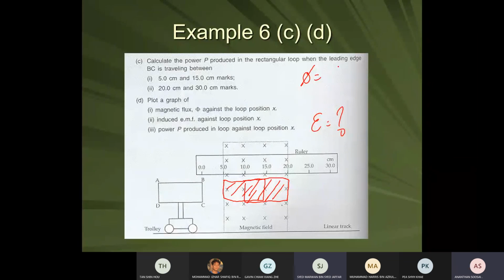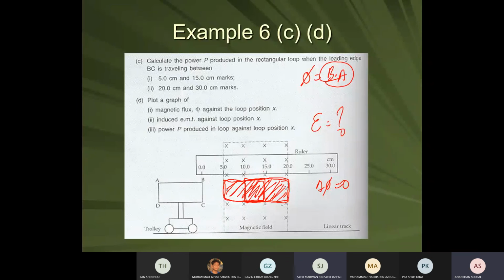What is flux? B dot A. And at 15, what is the B dot A? So completely the entire area is inside the magnetic field, right? So the flux is maximum. When moving from 15 to 20, the entire area is also inside the magnetic field, right? So the flux, same or different? B dot A is the same, right? So no flux change. The flux change is 0 from 15 to 20.